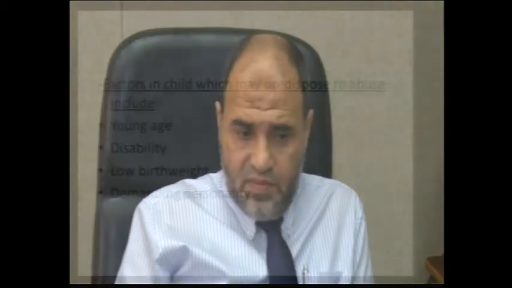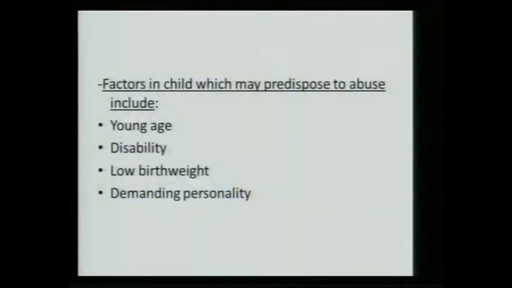What are the factors in a child which may predispose to abuse? These include young age, disabled child, low birth weight, or demanding personality.